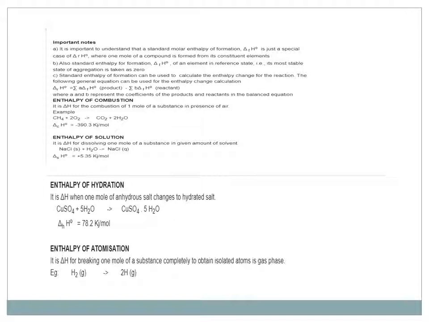Third point, standard enthalpy of formation can be used to calculate the enthalpy change for a reaction. The following general equation can be used for enthalpy change calculation. Here, the total enthalpy change of the reaction is the total sum of enthalpies of formation of products minus the total sum of enthalpies of formation of reactants.